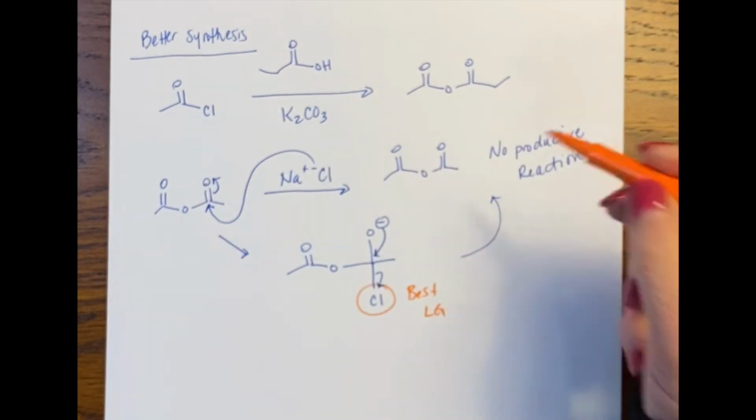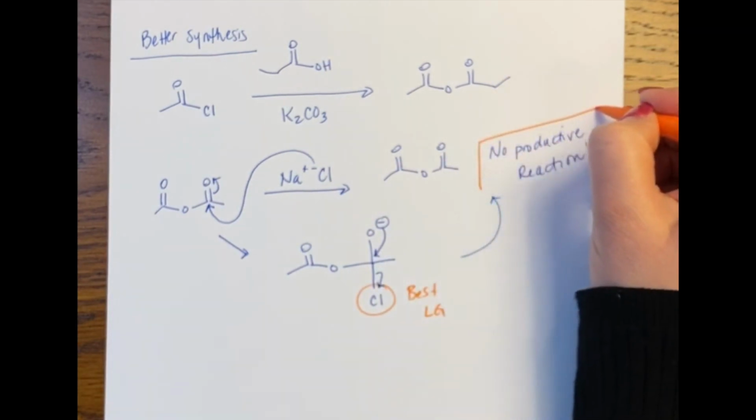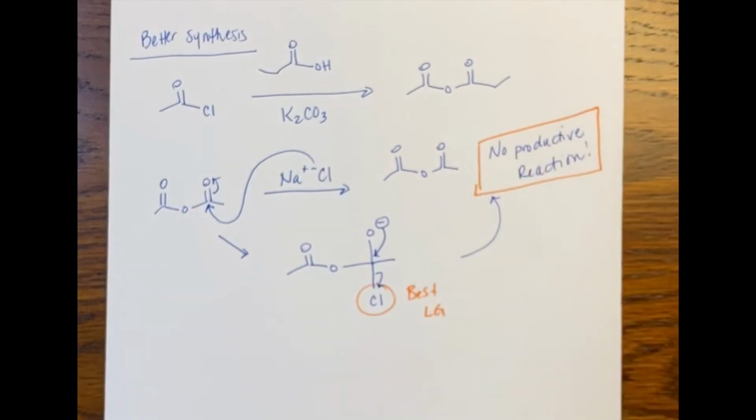So overall, there's no productive reaction in the reaction of a chloride or another halide with an anhydride. We cannot take an anhydride and make an acid chloride from it.